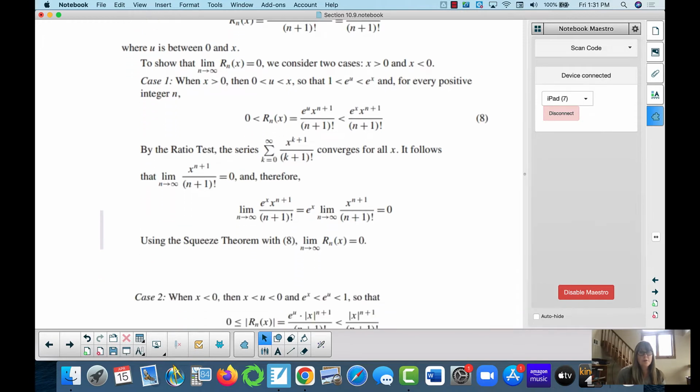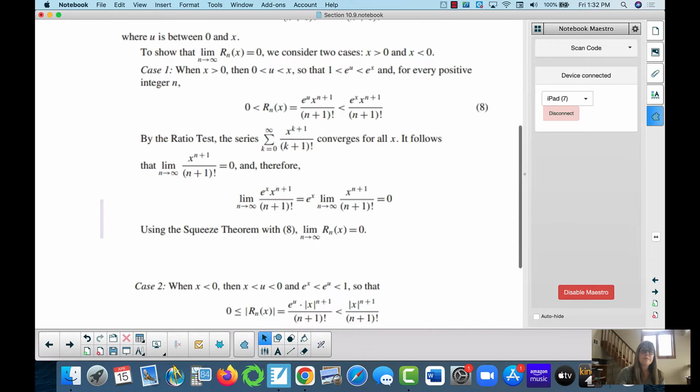If you do the ratio test on that, you will see that this function in a series without the e converges for all x. So that tells us that this part of it right here, the limit as n approaches infinity, does go to 0 because it converges for all x. And remember, that was one of the things that could happen. If our remainder equals 0, then that means it converges for all x. And so because it converges for all x, we know that that limit has to be equal to 0.